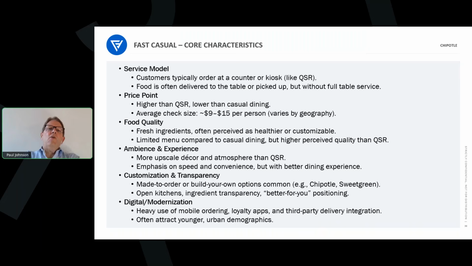All right, here are some of the core characteristics of fast casual. The service model, price point, right? They got that absolutely right. Food quality, fresh ingredients, ambience and experience, customization and transparency. The key to fast casual is more options. You get to use the options on the menu to build your own, whereas quick serve, you just take what they've got, very limited customization. And by the way, go back to the fresh ingredients. That's what makes fast casual so interesting. Digital modernization, generally true. All right.